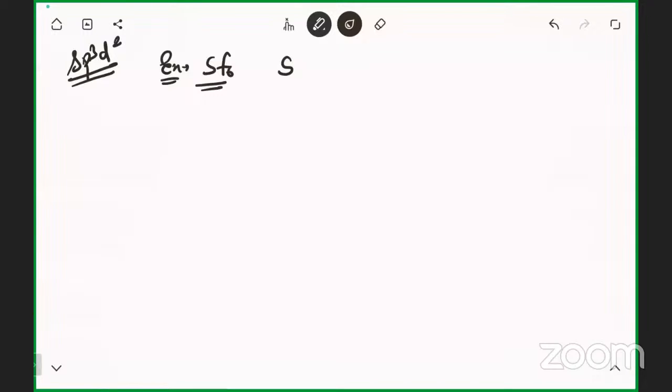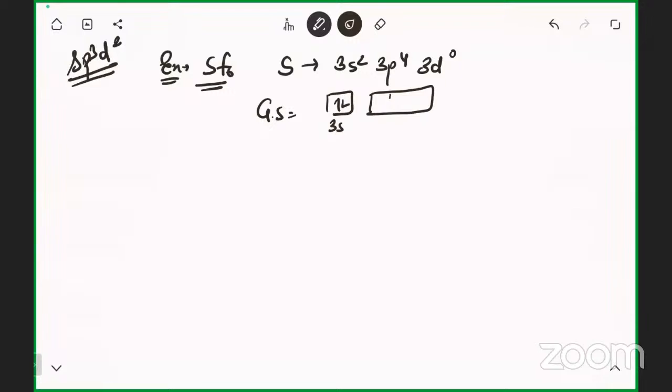Atomic number of sulfur? 16, sir. Okay, ground state. I'm taking the last configuration directly. That is 3s2, 3p4. And I'll take 3d as 0. So the ground state of S is 3s with 2 electrons, 3p with 4 electrons, and 3d with 0 electrons.